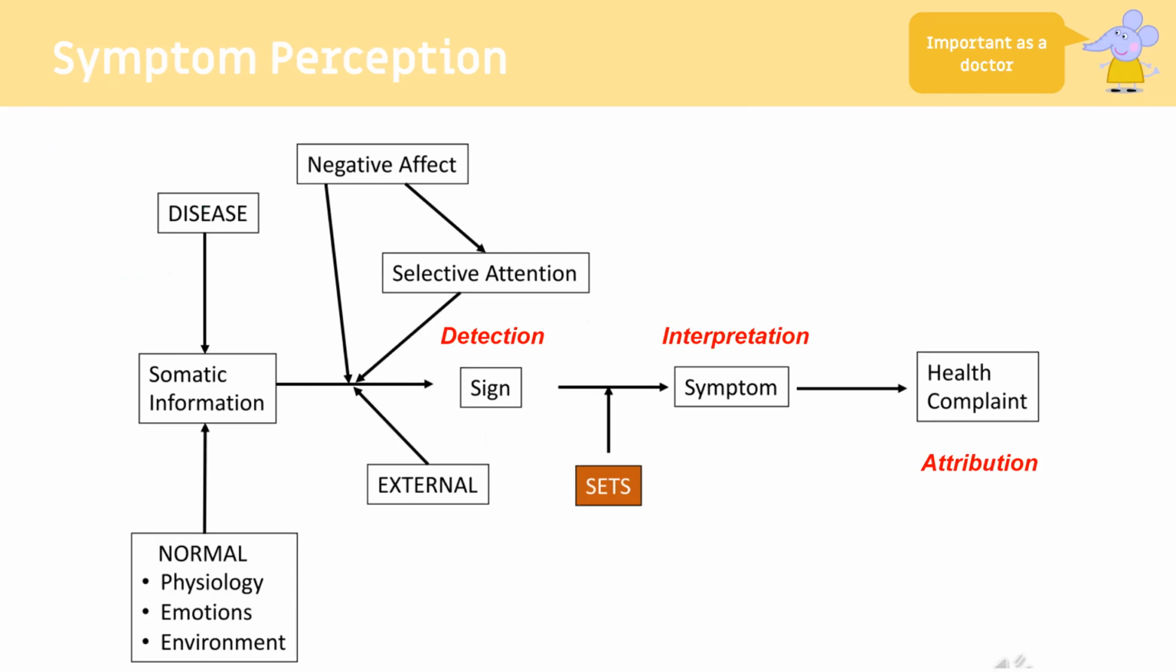This is a diagram that they will have in the lecture, explaining how it works. There's a disease, then somatic information, and then all these different factors that could affect the sign and how we decide about the sign. There are also sets, which we'll go into a bit later. Then there's the symptom, and then there's a health complaint. And these red ones are what you do as a doctor: detect, then interpret the symptom, and then attribute.